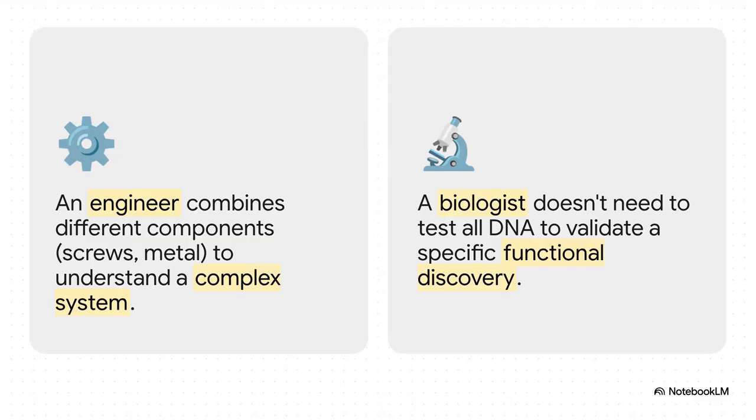So a really common critique you might hear is that we're kind of mixing apples and oranges here, right? We're adding word counts to verse counts. But the source material has a couple of interesting ways to think about this. From an engineer's perspective, if you want to understand a complex system, you have to combine different units. You add up the screws, the weight in kilos, the length of wires. It's all part of the whole. Or think about it like a biologist. They don't need to test every single strand of DNA in existence to validate a discovery. They focus on a specific, localized observation where something interesting is happening.